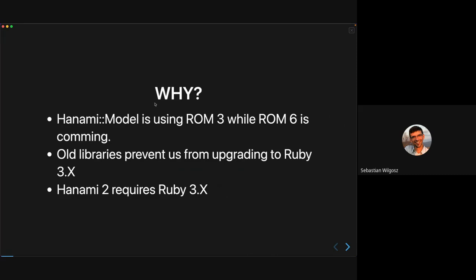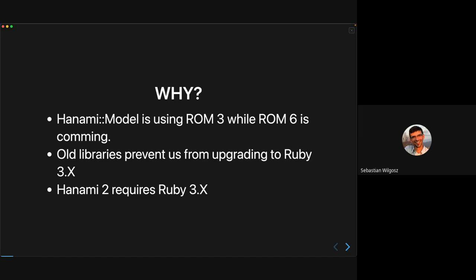And the why. First of all, as I said, hanami-model is using old versions of libraries. First of all, it's ROM 3, while ROM 6 is behind the corner. And we cannot just upgrade because the versions are locked. And if we would like to just upgrade ROM version after version, we would probably need to rewrite the gem, or at least hack it in various places, which is not less work than just getting rid of it and using ROM 6 directly.